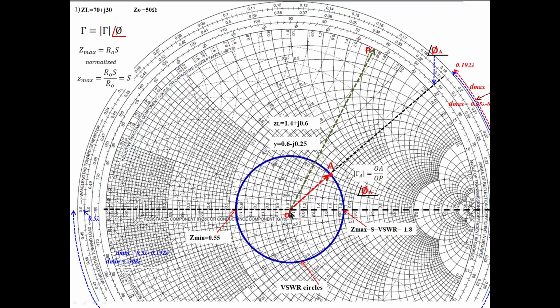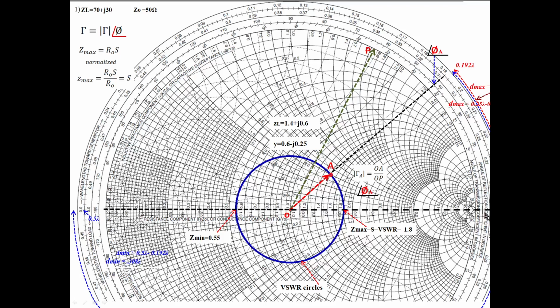Next, measure the distance from the center of the Smith chart to the load point, which is the point we marked here. From here to here is OA. You measure that OA, and from the center to the r equal to 0 circle, take OP. Take the ratio, and that gives the magnitude of the reflection coefficient, tau.